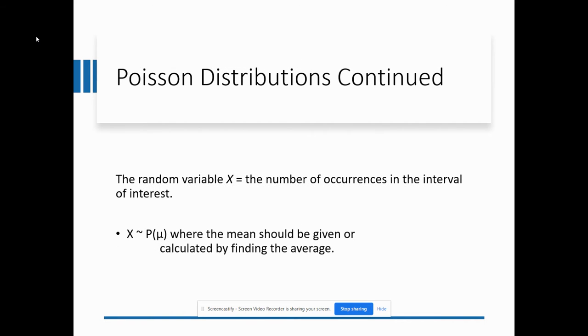The random variable X is the number of occurrences in the interval of interest. So the way to write this one is the distribution approximates Poisson's for the mean, where the mean should be given or calculated by finding the average.